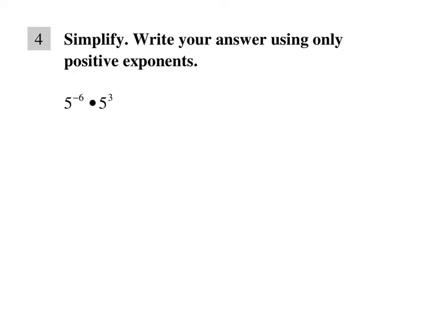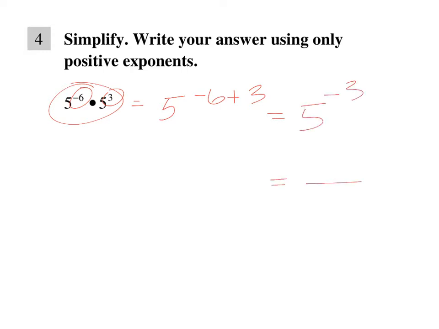All right, number 4, simplify. Write your answer using only positive exponents. Here I'm multiplying, so I add the powers. 5 to the negative 3 power. All right, I don't want a negative power, so I bring it down to the opposite position, denominator position, and I get 1 over 125.